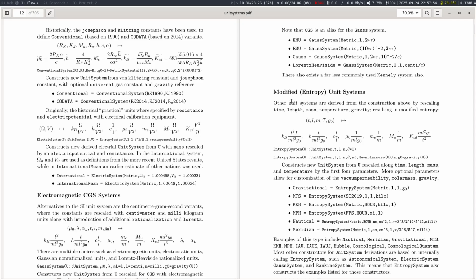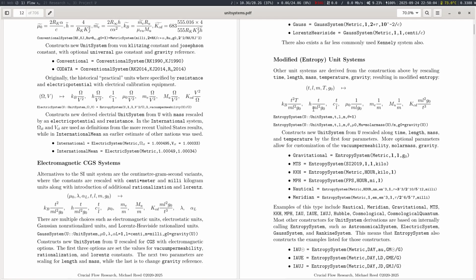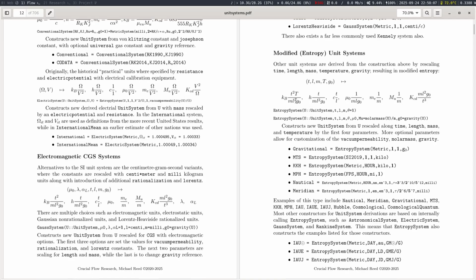The modified entropy unit system. So the other unit systems are derived from the construction above by rescaling time, length, mass, temperature, and gravity, resulting in a modified entropy. So this is another kind of classification. The entropy modification is basically in terms of time, length, mass, temperature, and gravity, and that's how it works. So it's another one of these constructors where you specify time, length, mass, rescaling.